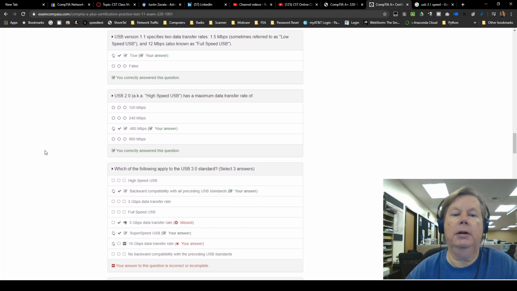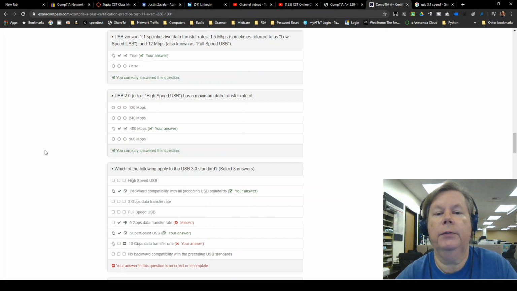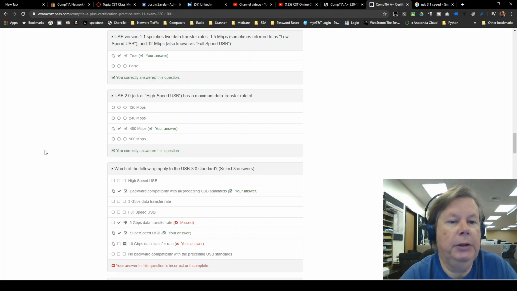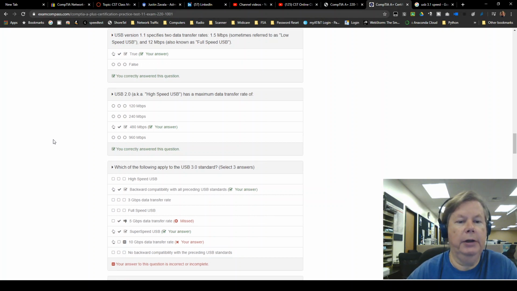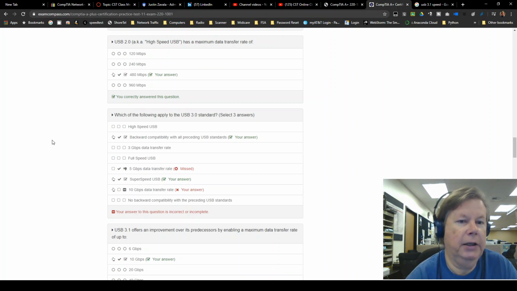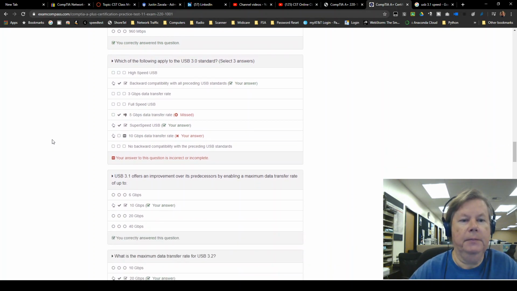USB 1.1 data transfer rates of 1.5, referred to as low speed. True, I think we agreed on that. USB 2.0 maximum transfer rate of 480. I know we talked about that and came up with the answer 480.